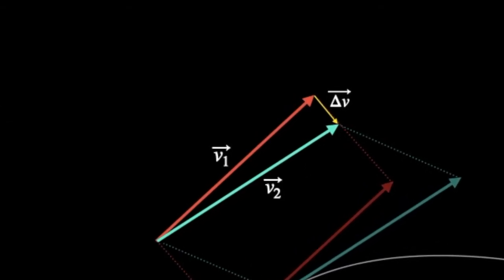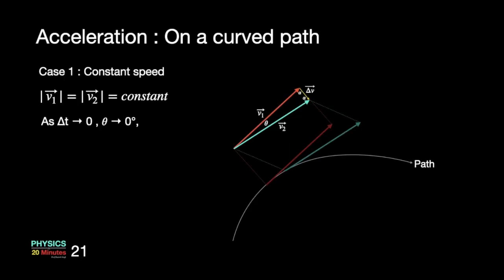Let the angle between v1 and v2 be theta. Since v1 and v2 are equal in length, this is an isosceles triangle. Therefore, the other two angles will be equal. Let those angles be alpha. Now, as the time interval delta t between v1 and v2 tends to 0, the two vectors will approach very close to each other, almost getting parallel to each other. Therefore, the angle between them will tend to 0. As delta t tends to 0, theta tends to 0.